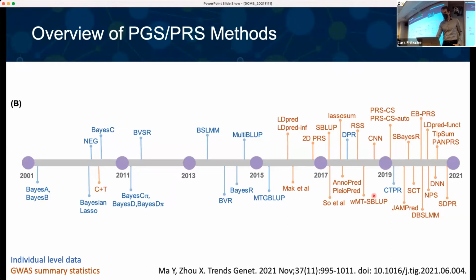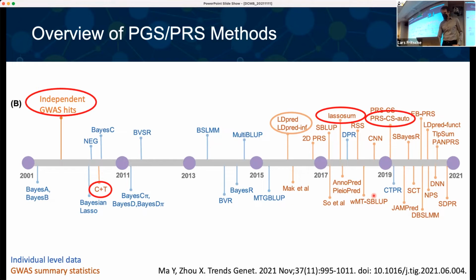And so here, for our study, we focused on 4, and actually the first method is the simplest one, where you just focus on the independent GWAS hits. And that's, I think, the most common polygenic risk score method itself. And then there's LD clumping and thresholding, LDpred, lassosum, and PRS-CS-auto, and I'm going to talk about them in the next slide.